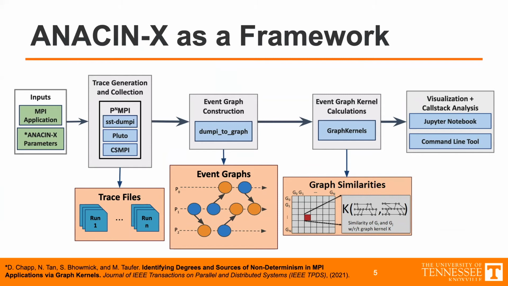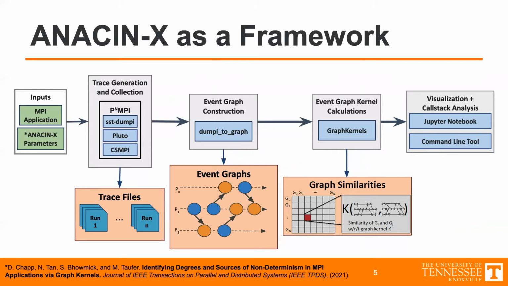The first stage traces an input MPI application, along with some input parameters that are outlined in a previous publication of the authors listed at the bottom of the slide. The tracing stage generates and collects traces using three tracing tools. This stack of tools, SST-Dumpi, Pluto, and CSMPI, produces many trace files that encode a lot of data about the input application. CSMPI, in addition, allows us to find call stack data, specifically identifying functions that correspond to non-determinism at different points of the execution.